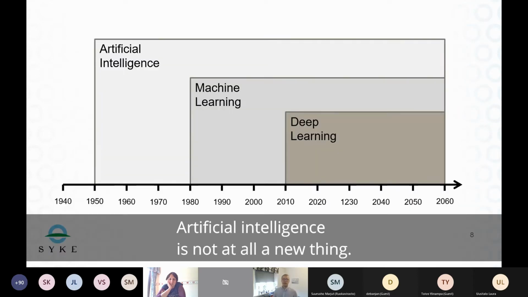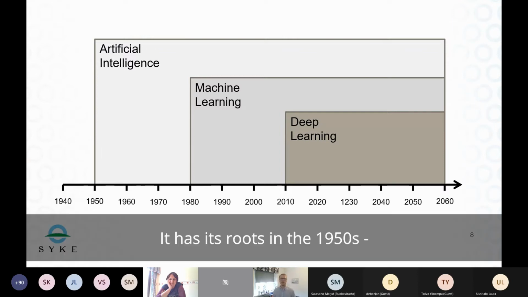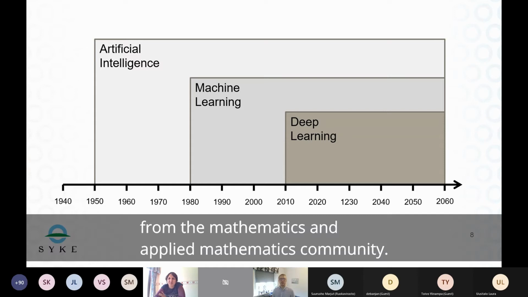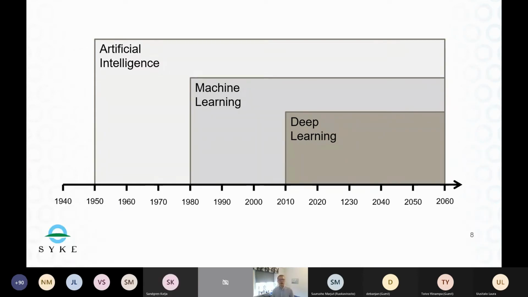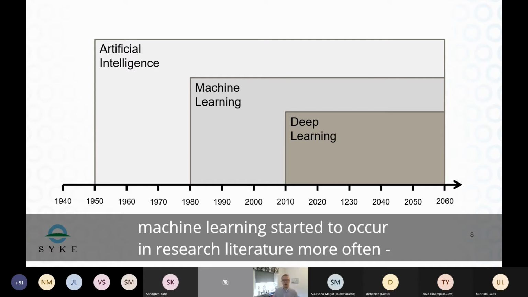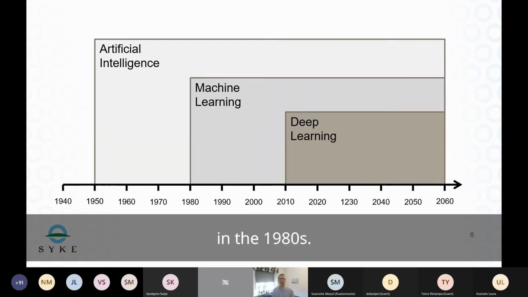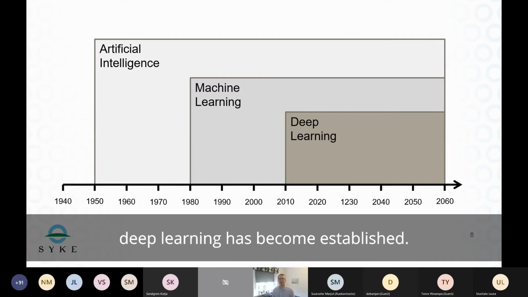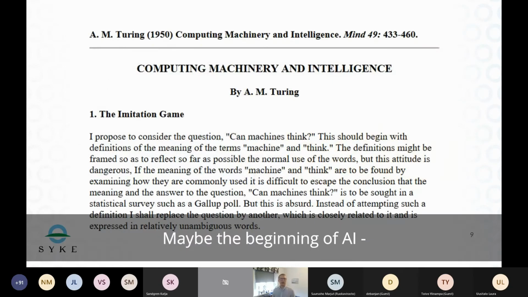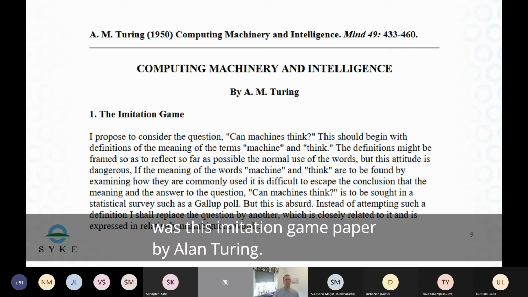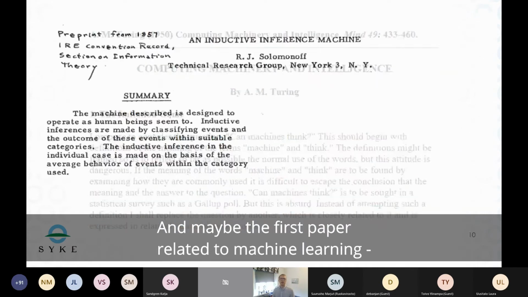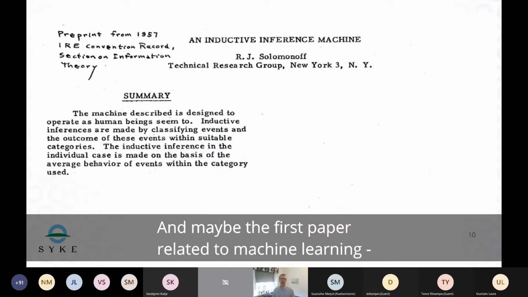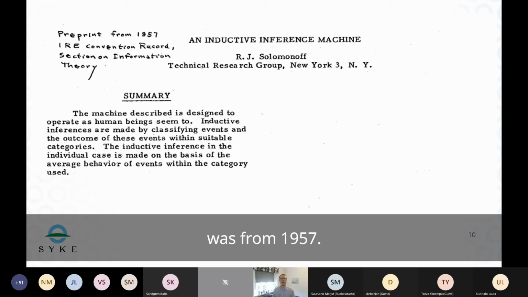And artificial intelligence is not at all a new thing. It has its roots in the 1950s from the mathematics and applied mathematics community. When computers developed a bit, machine learning started to occur in research literature more often in the 1980s. And nowadays, in the era of modern GPUs, deep learning has established its place. And maybe the beginning of AI was this imitation game paper by Alan Turing, and maybe the first paper related to machine learning was from 1957.